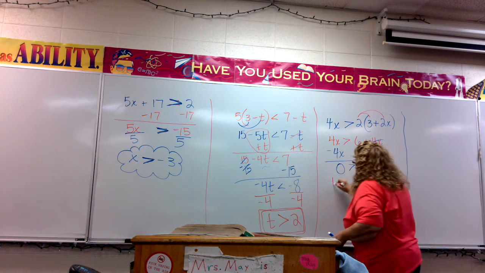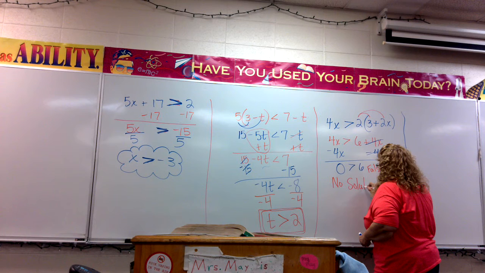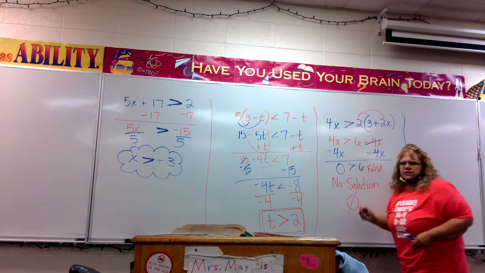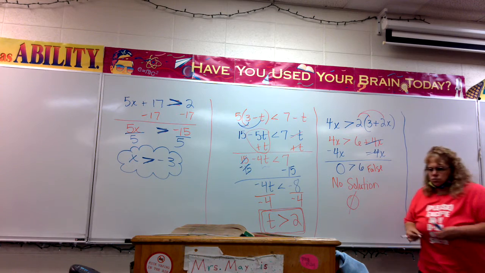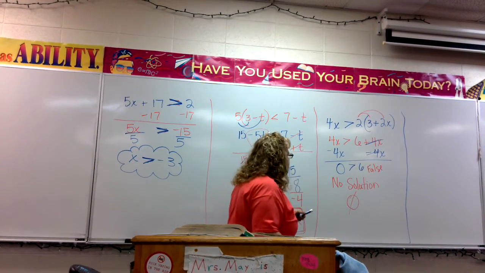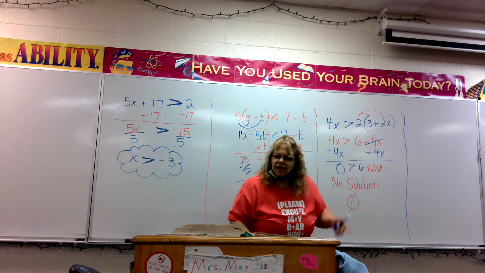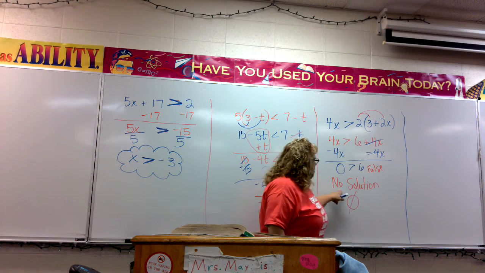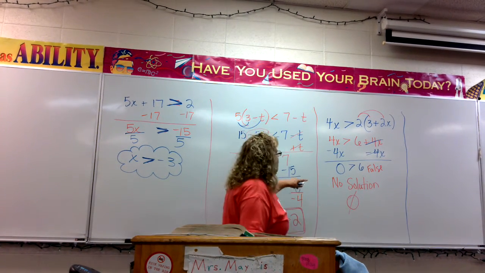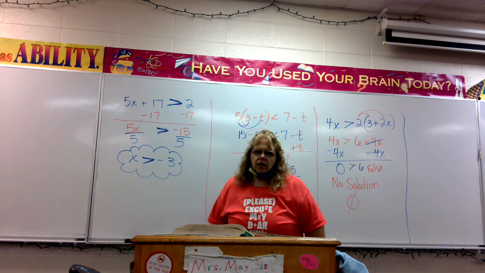So in that case, your answer is no solution. Or if you just want to write the empty set, that would be good too. Does that make sense? No number at all that's going to make 0 bigger than 6, ever. That's not possible. So because of that, there's no solution. There is no value of x that could ever make 0 bigger than 6.